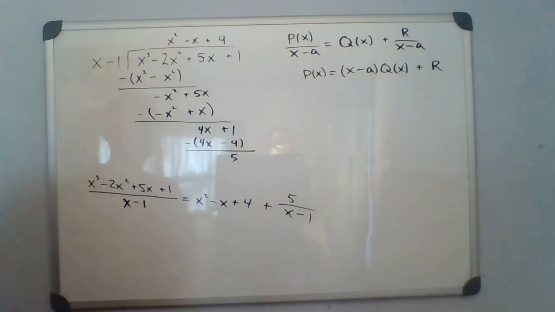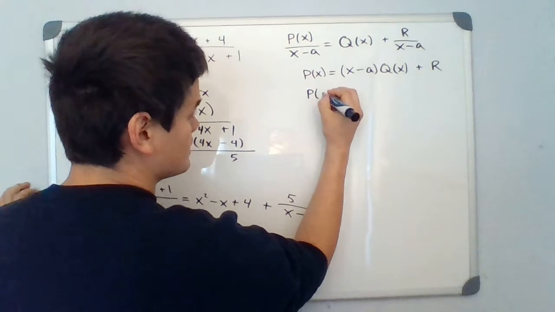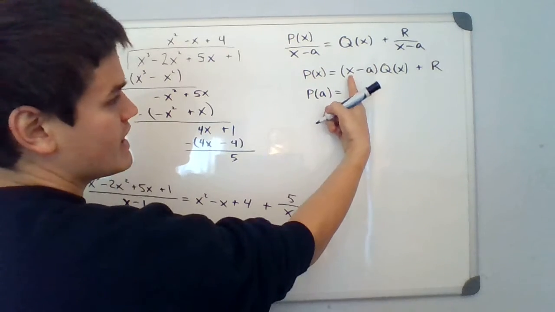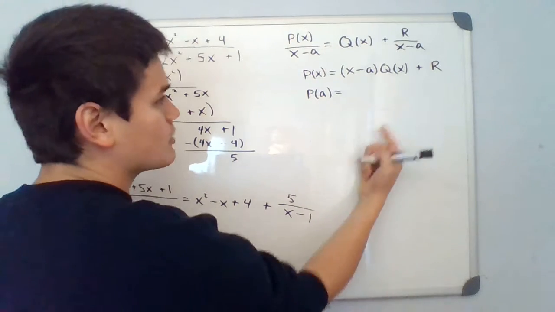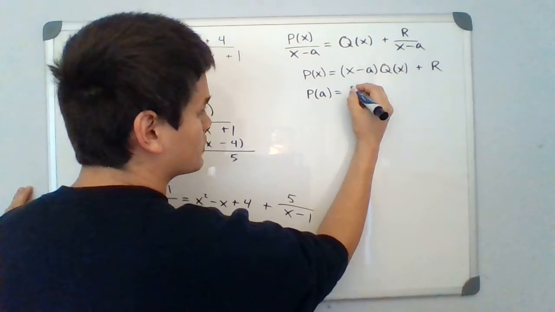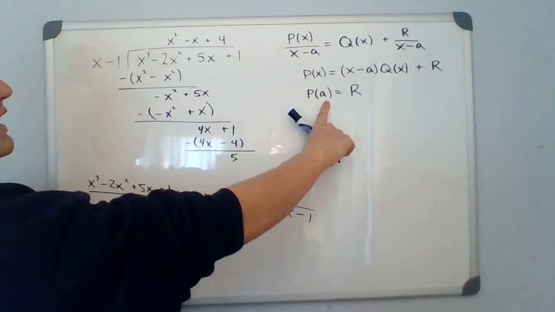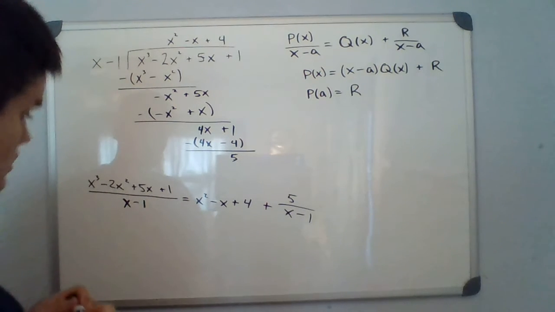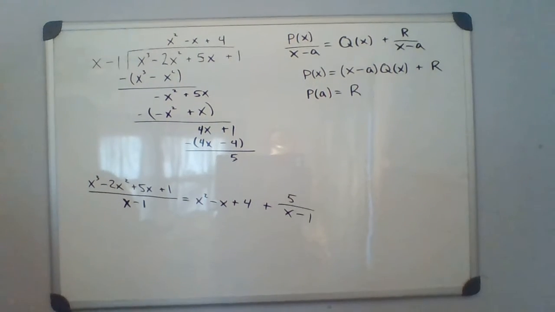The main reason I want to write it like that is because I want to then take a look at what p of a would be. Well, I would just have a minus a and then evaluate it at q of a, but this is 0, a minus a, so it doesn't matter what q of a is. I'm just going to be left with the remainder. In other words, that polynomial evaluated at a is going to be the remainder. And so this is the remainder theorem, and we're going to use this to get into synthetic substitution.